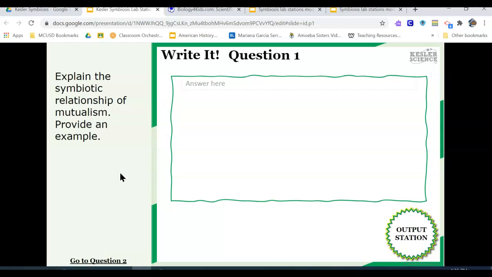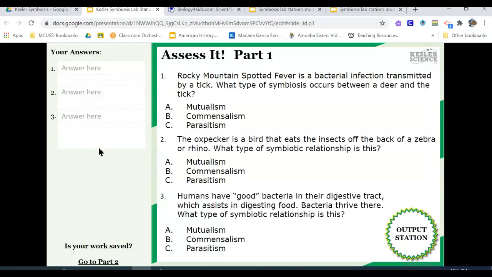Then you're going to explain mutualism, provide an example. This is important because this will be marked wrong if you do not complete the entire question. Again, same thing. Answer the question, provide the example, answer the question, provide the example.